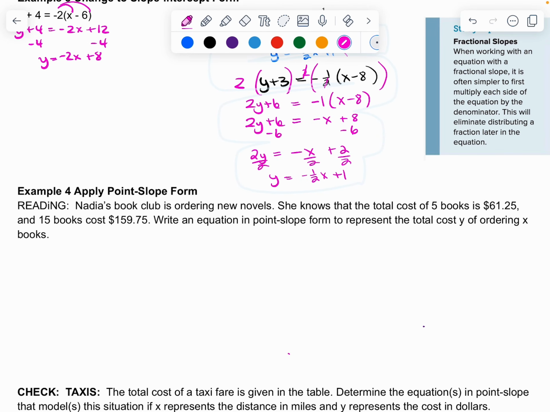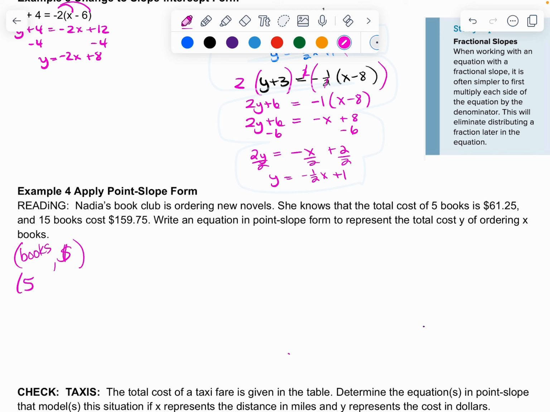Okay, so next we're reading. Nadia's book club is ordering new novels. She knows that the total cost of 5 books is $61.25, and 15 books is $159.75. Write an equation in point slope to represent the total cost. So y is the total cost, and the number of books ordered is the x value.